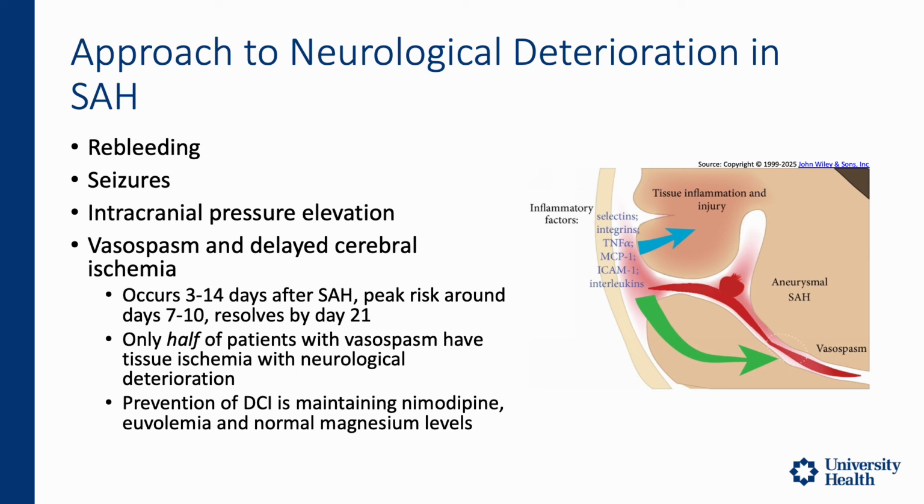with a stroke-like symptom. And so sometimes these patients will present with like all of a sudden aphasia, or they can't move their right upper extremity, or their right lower extremity, they're weaker. So they're at risk for vasospasm. And usually it occurs 3 to 14 days after subarachnoid hemorrhage, and peak risk is around days 7 to 10.